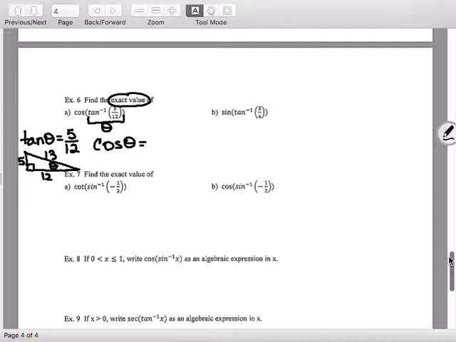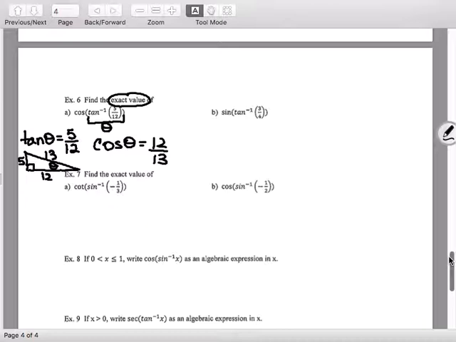Look at the triangle. Here's theta. You're using SOHCAHTOA. So what's cosine of that angle? 12/13. All right, so this is pretty cool what we're doing. So let's look at letter B. I have the sine of inverse tangent 3/4.